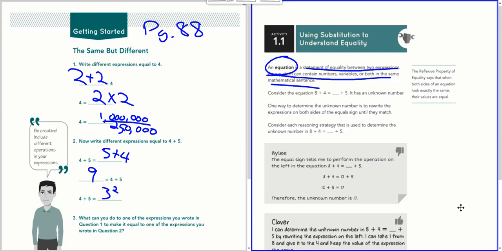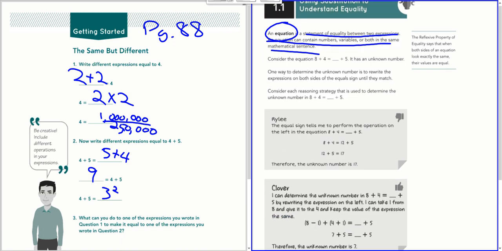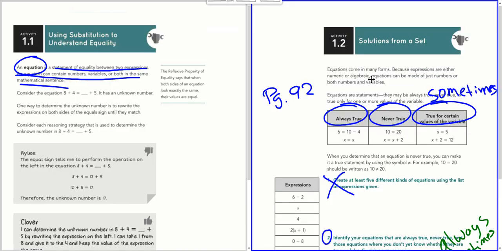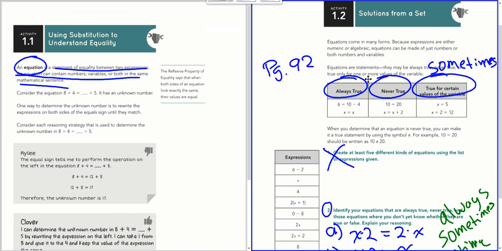Okay? Skipping to the next page, we see an equation is a statement of equality between two expressions. So an expression can be a term, it can be a variable, a number, or a combination of the two. An equation is two expressions that are equal to each other. All right, and then we got into looking at solutions.